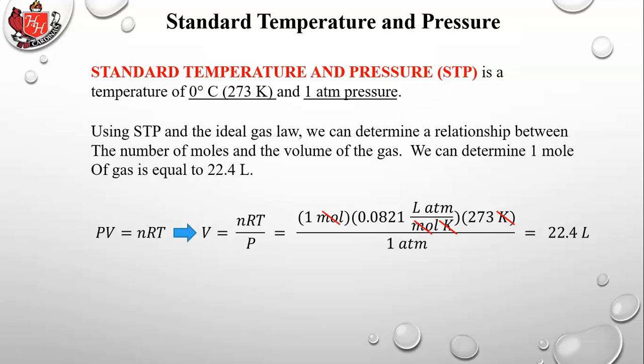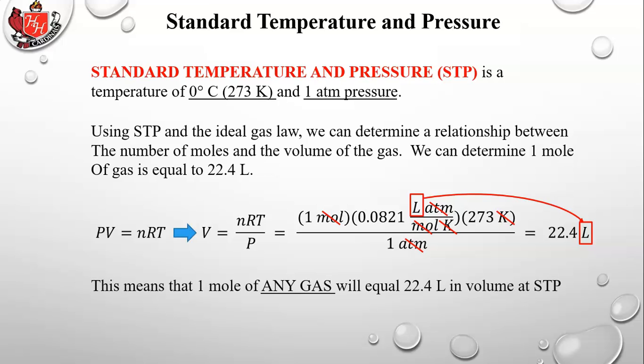Moles in the numerator top and numerator bottom cancel. Atmospheres in the numerator top and the denominator top cancel. So the only thing you have left is liters. And you multiply the numbers out and you get 22.4 liters is 1 mole at standard temperature and pressure. So that means 1 mole of any gas will equal 22.4 liters in volume at STP.